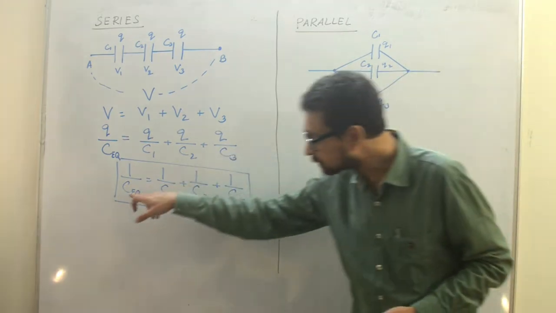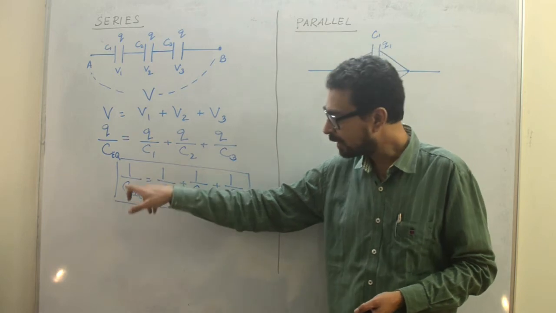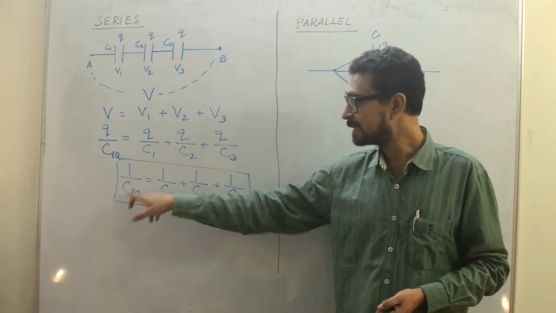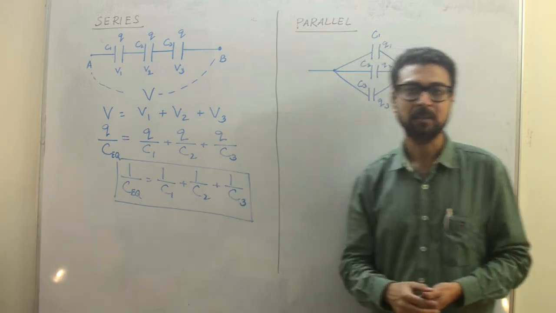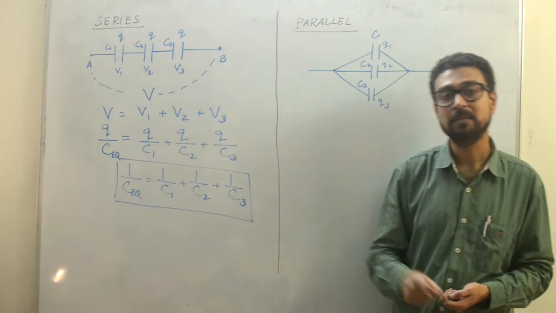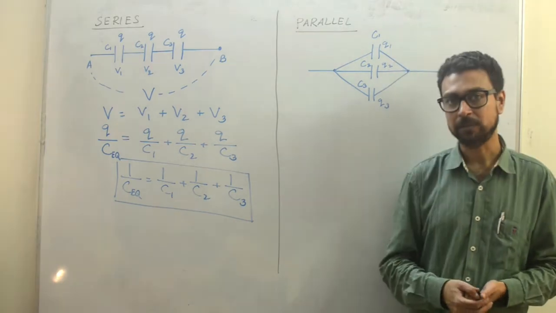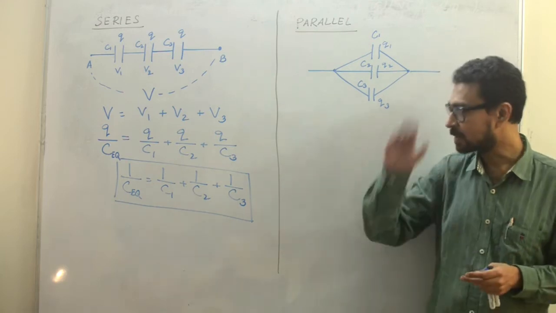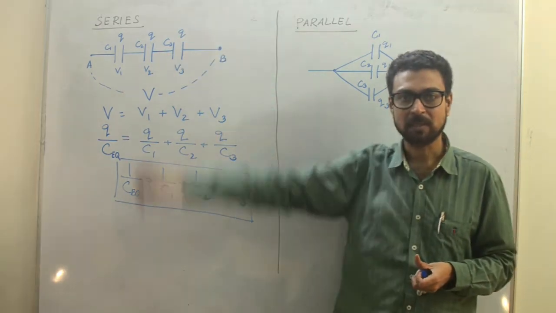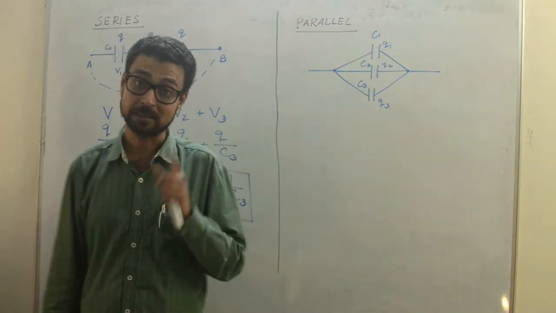Please note it down in your class book: the effective capacitance is lesser than the least capacitance connected. So in a series combination the effective capacitance decreases. What is the concept? The same charge resides on every capacitor connected in series.